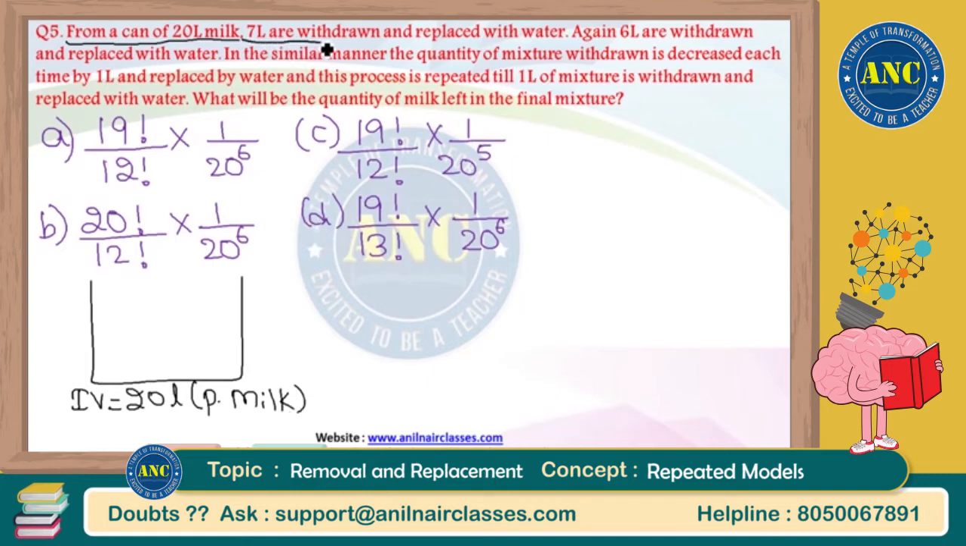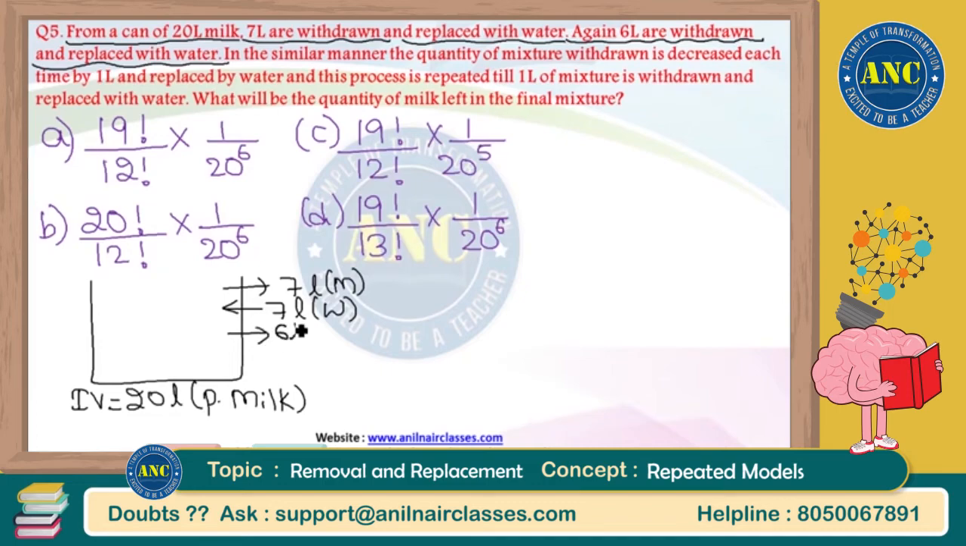Question says 7 liters are withdrawn and replaced with water. I am taking out 7 liters of milk and adding 7 liters of water. Again 6 liters are withdrawn and replaced with water. That means I am taking out 6 liters of mixture right now and adding 6 liters of water once again. In the similar manner, the quantity of mixture withdrawn is decreased each time by 1 liter.